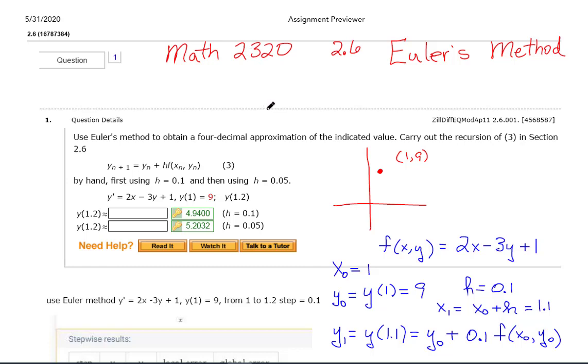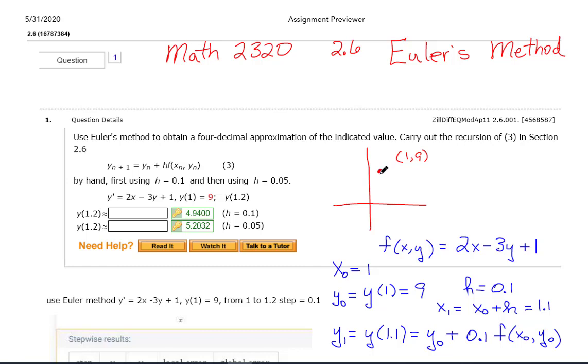Welcome to Math 2320, Section 2.6. In this particular section, we're looking at a numerical technique called Euler's method. The idea is the following. We're given some initial condition.